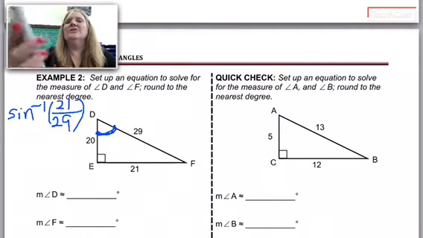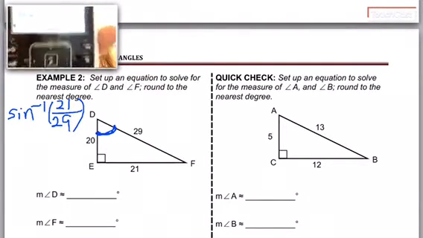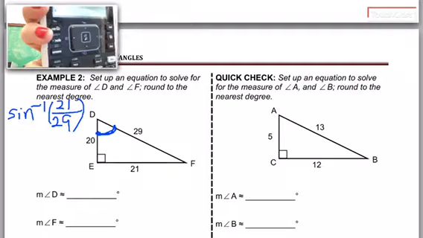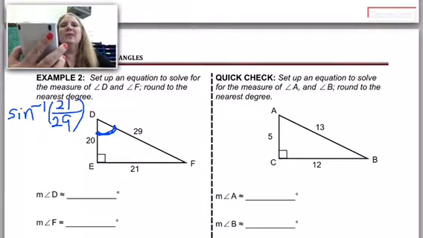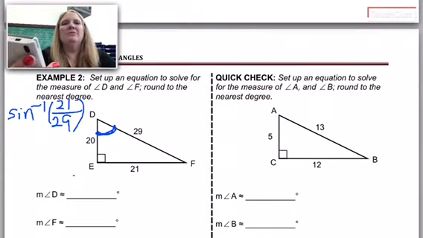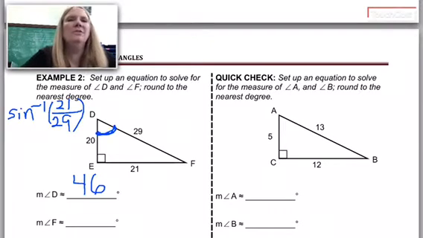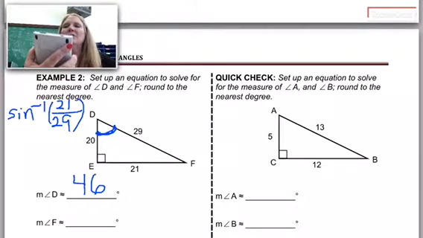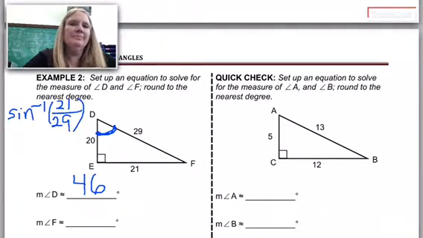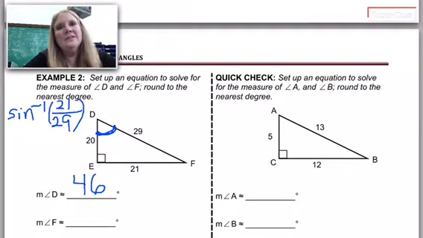And you press enter, and it gives you 46.397. You can round these to the nearest degree, so that would be 46 degrees. Hopefully you can see that, okay? If not, you can look it up in the table. You would just put 21 divided by 29 into your calculator, and then look that value up in the table and look for the angle measurement under sine.